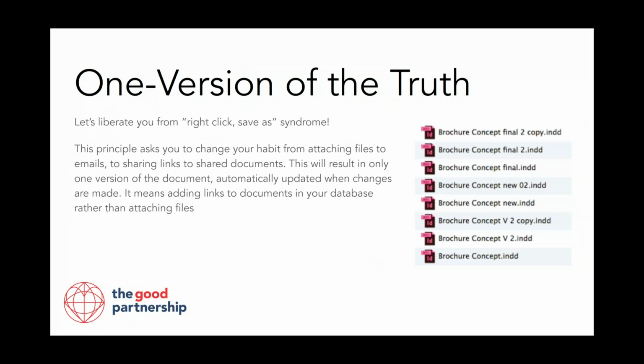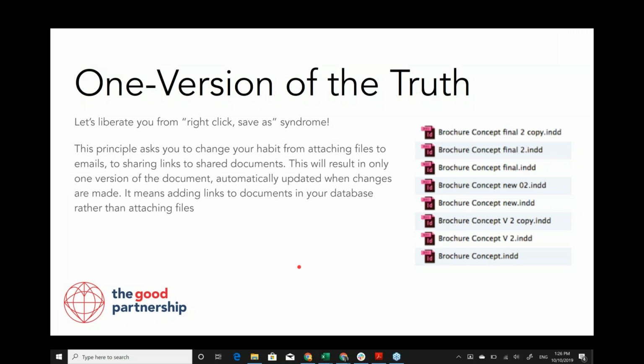one version of the truth. So part of your digital transformation will be to liberate you from this right-click save as syndrome. How many of you have a situation like this, right? Version 2, final, version final, version new final, right? So this often leads to a lot of confusion as to which version of any document people need to access.